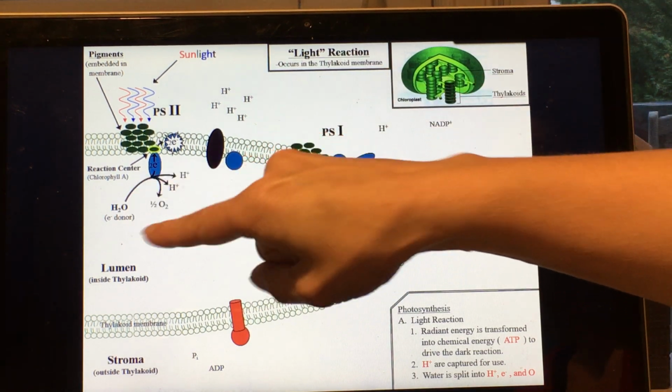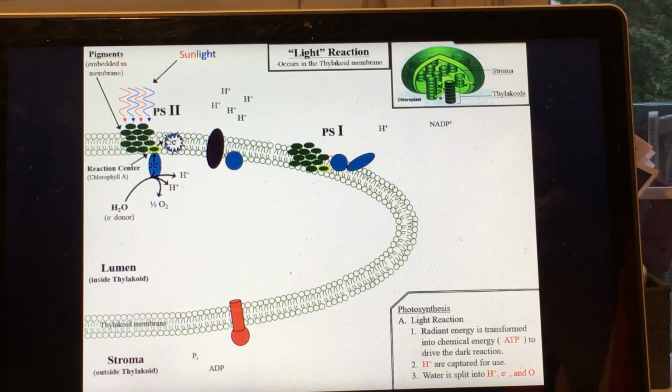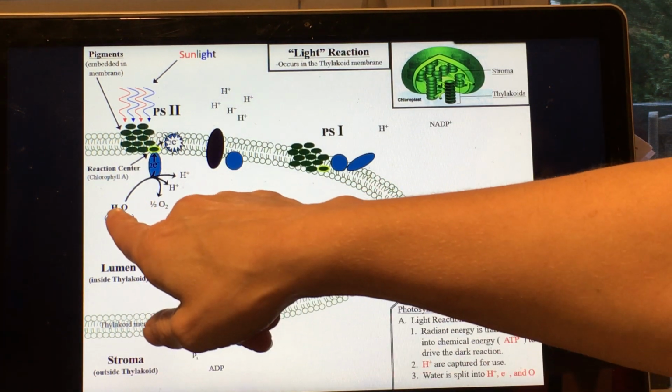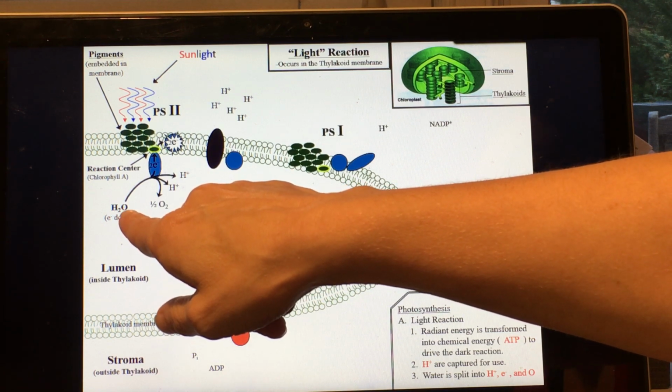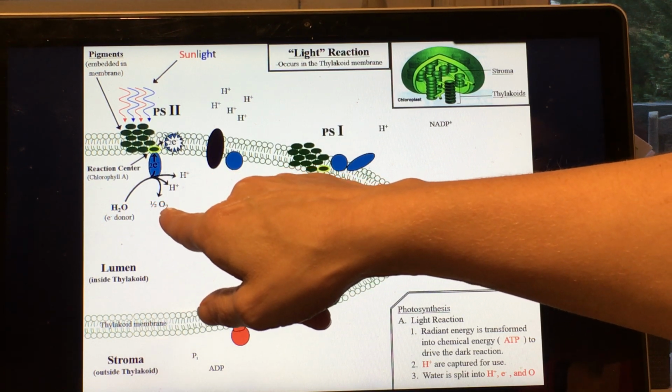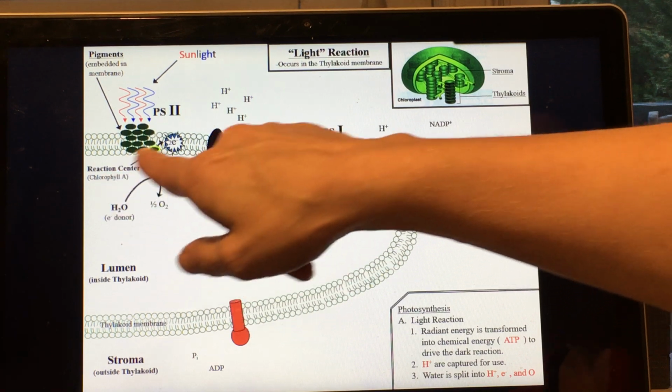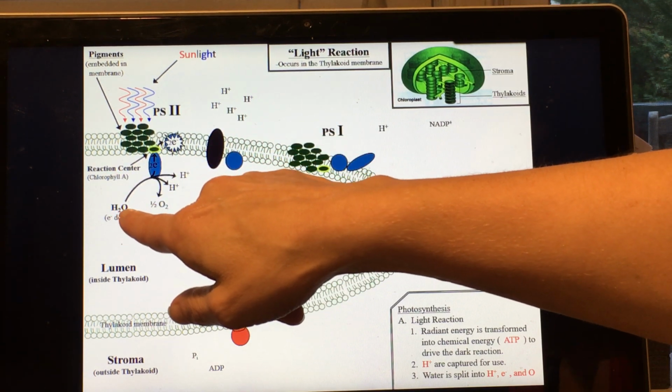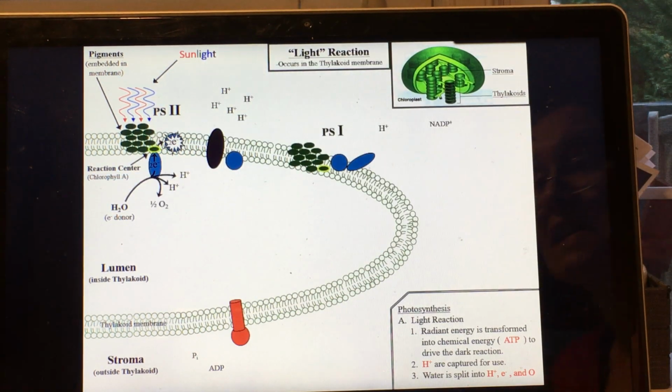And what you have left over is 1/2 of an oxygen molecule. Students always get very confused. Well, why is it 1/2 of an O2? Well, if you look at an H2O, there's only 1 oxygen atom. So in order to get O2, you would actually have to do this twice and rip apart 2 water molecules. But fortunately, that happens really quickly. So 2 water molecules are actually pulled apart, and you really get 4 hydrogen ions and an O2.